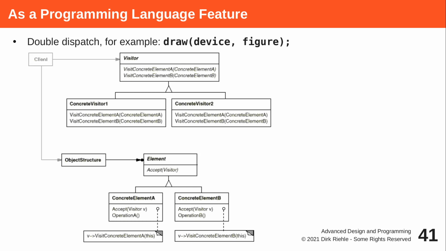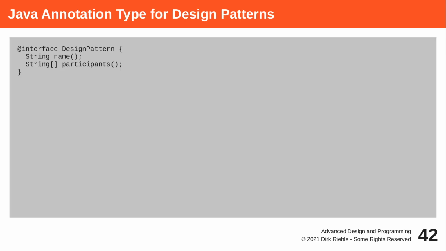And if you can't do that, because in Java you only have single dispatch, you apply something like the visitor pattern here, where you realize the double dispatch as a 2-step process of first and then second dispatch, first on the first argument, then on the second argument.